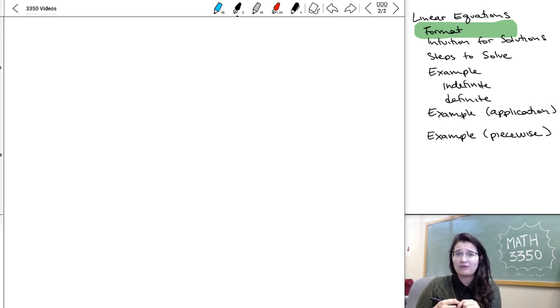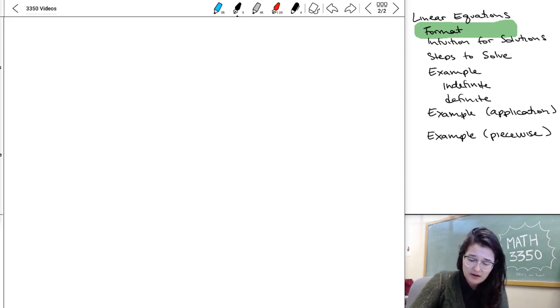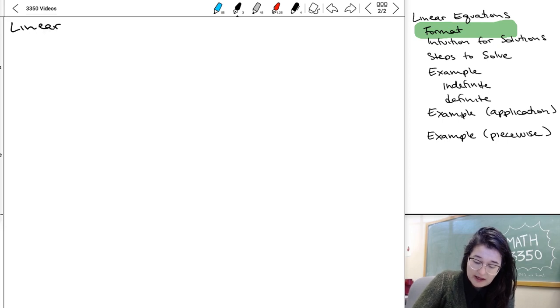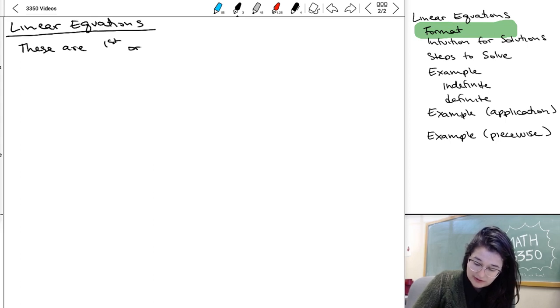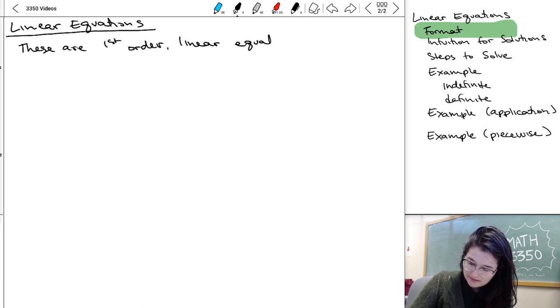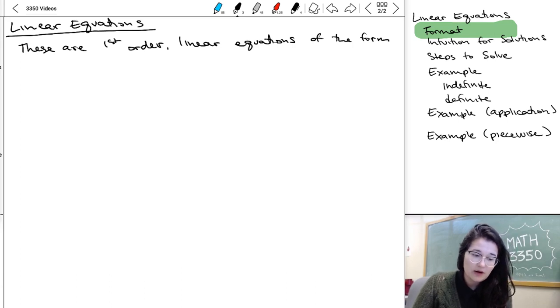We're going to start off by talking about the format of equations where we can apply this method. So we need to discuss what is a linear equation. So these are going to be first order and, as the name implies, linear equations. And they're going to take on the form a1, a function of x times dy dx, plus a2, a function of x times y, is equal to g of x.